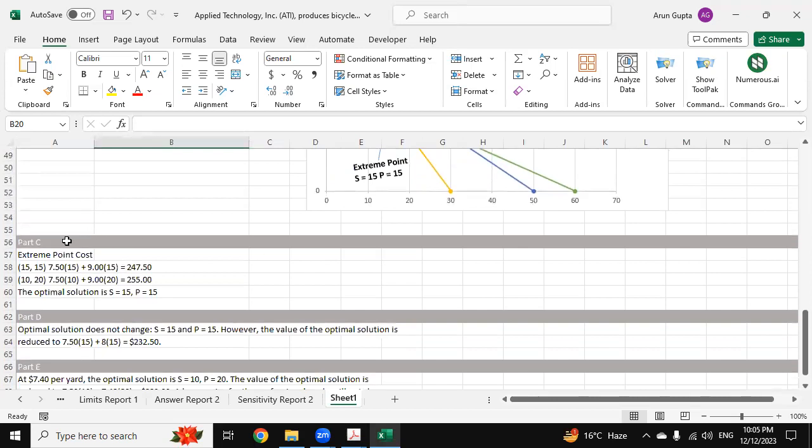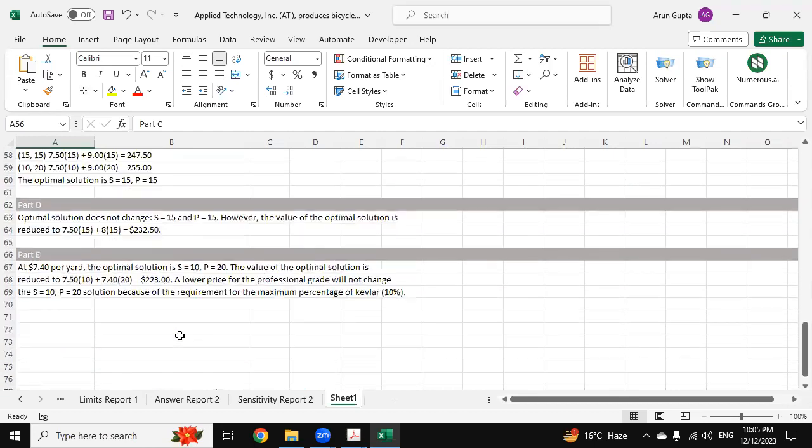For part C, as mentioned in the question, we need to provide the extreme points. So these are all the extreme points, and the optimal solution is S equals 15 and P equals 15. For part D, since the optimal solution does not change, this is the part D solution. So we have the cost reduced, where we have made the change to 8. So it reduced to 232.50. And this is the solution for part E.